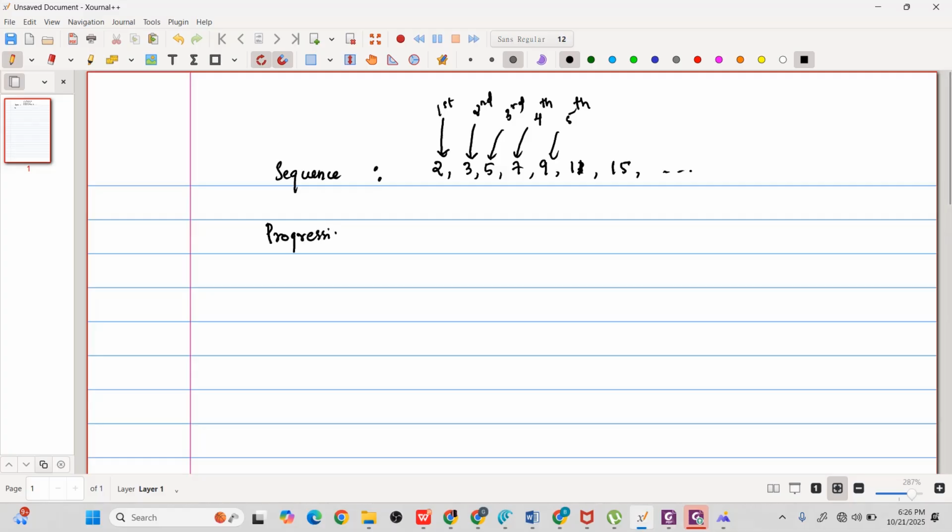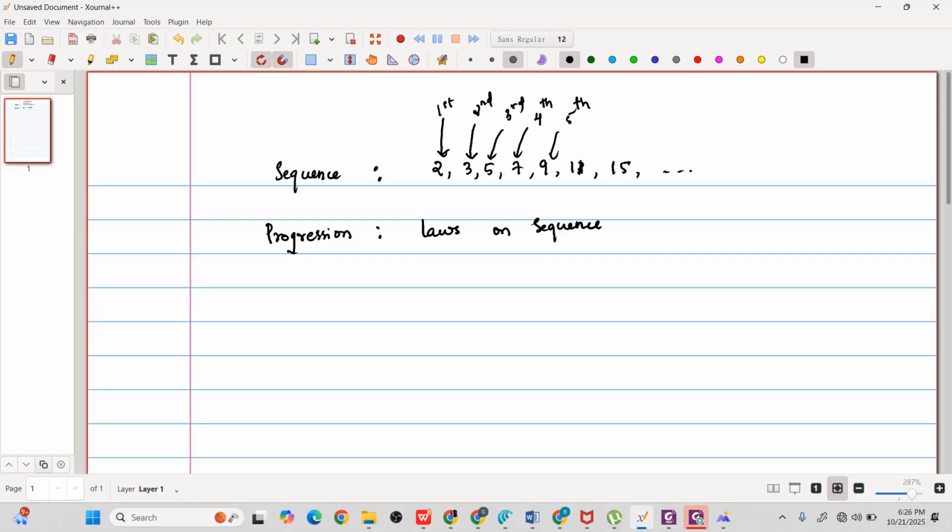Apart from the sequence, a progression means we are implementing some laws on sequences, then we say that it is a progression. If we are adding a particular number to each preceding one, then it is an arithmetic progression. Now we are focusing on the geometric progression.